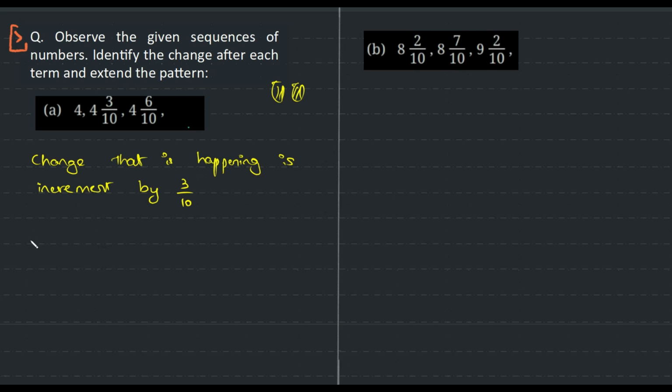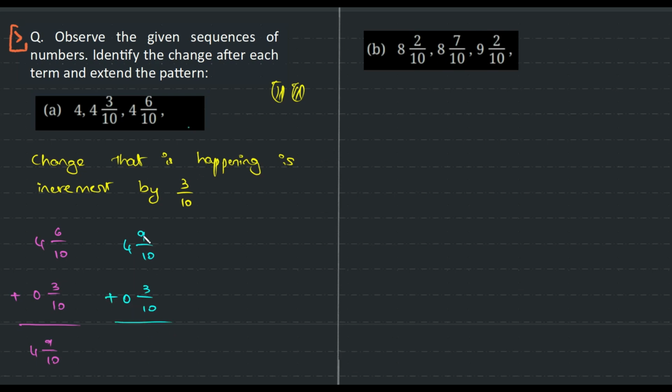Now we have 4 6 by 10 plus 3/10. That would be, I don't have enough space for this actually, 4 9 by 10. And that would be your addition. The next number will be 4 9 by 10 and this is 0.3 by 10.